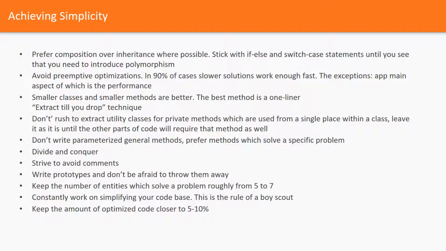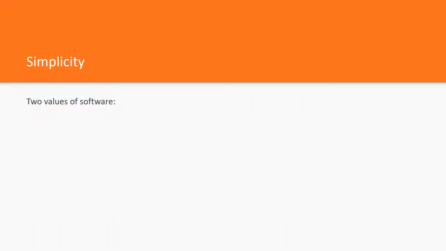Optimize only if you're absolutely sure that there is a performance problem. Don't measure the performance by eye. Rely on special tools for tracking performance. Remember that there are two values of software. The first one is that software should work correctly. And the second one is that the software should be designed well. And the second one is much harder to achieve than the first one in most cases.